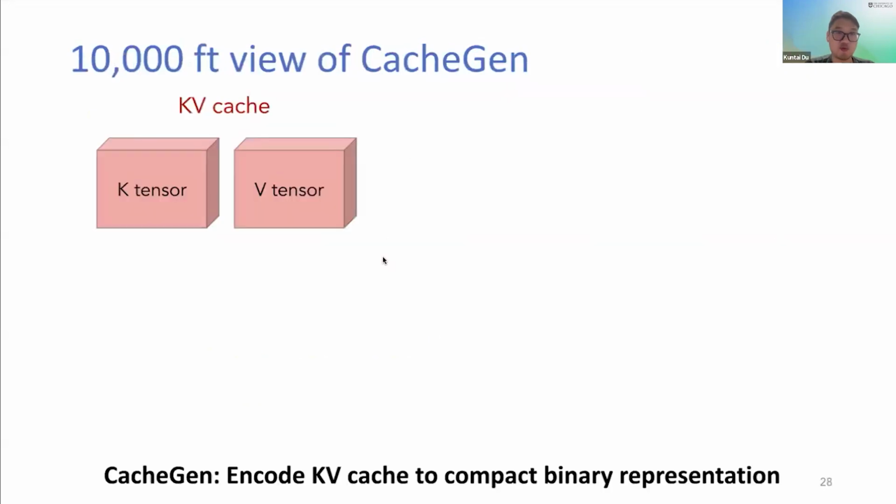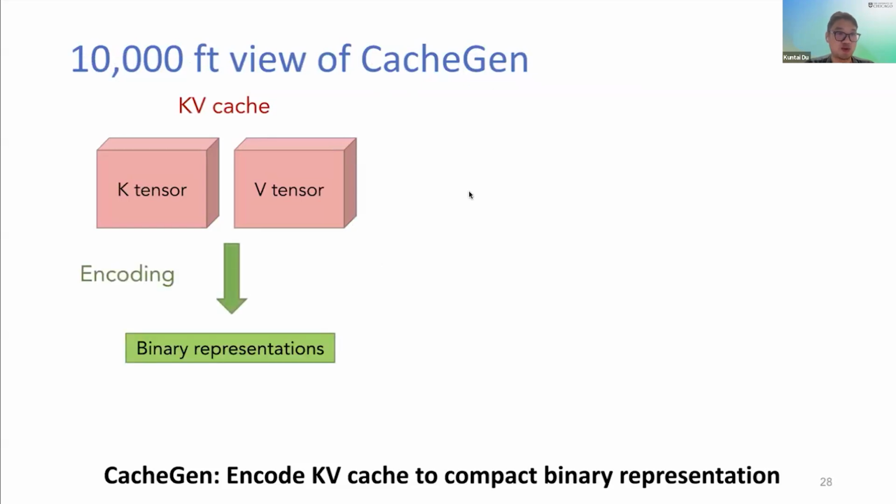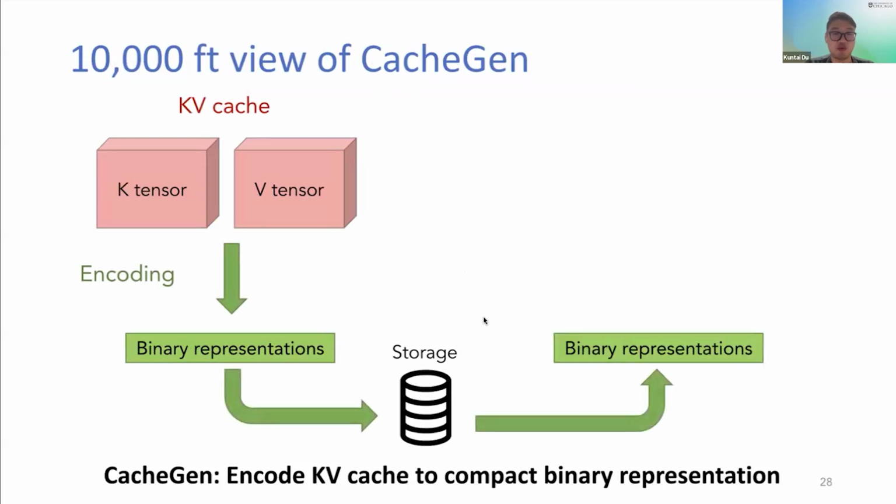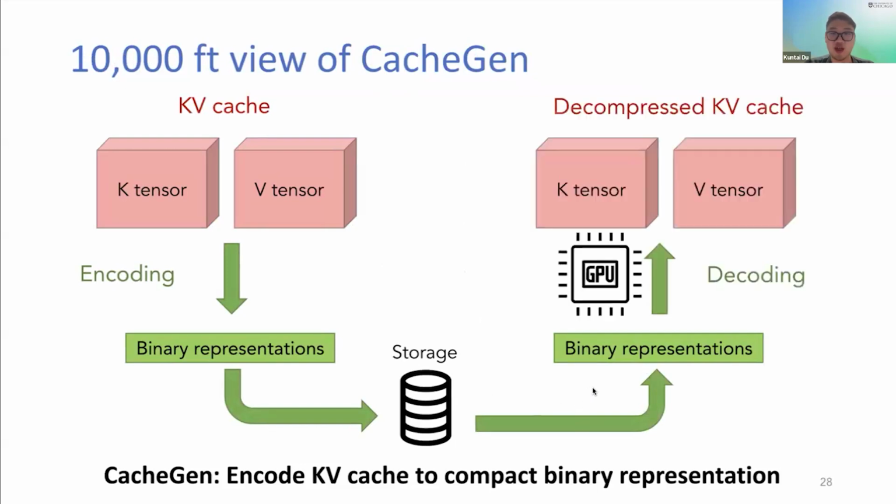Here's a very rough view of our technique. The KV cache goes through encoding into a binary representation, and we store it in the disk storage. Then upon request, we retrieve the binary representation and do GPU decoding to decompress the KV cache and load it back to vLLM for inference use.